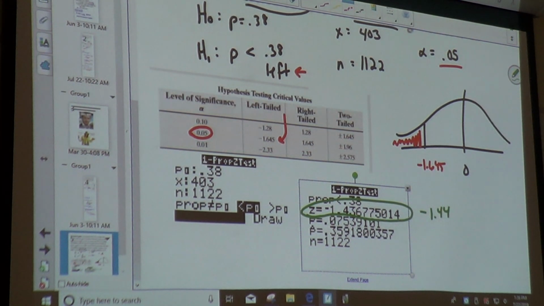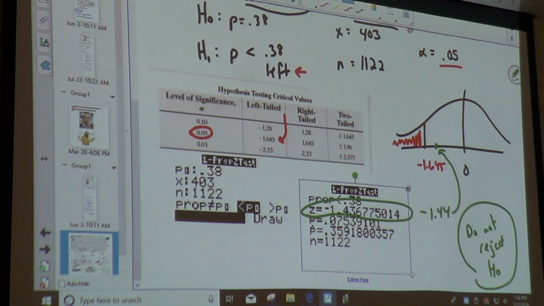Negative 1.44 is going to be where? To the left or to the right of that point? To the right. So do I reject it or do I keep it? Keep. So do not reject H0. That would be your answer, because it does not fall in the shaded rejection region.